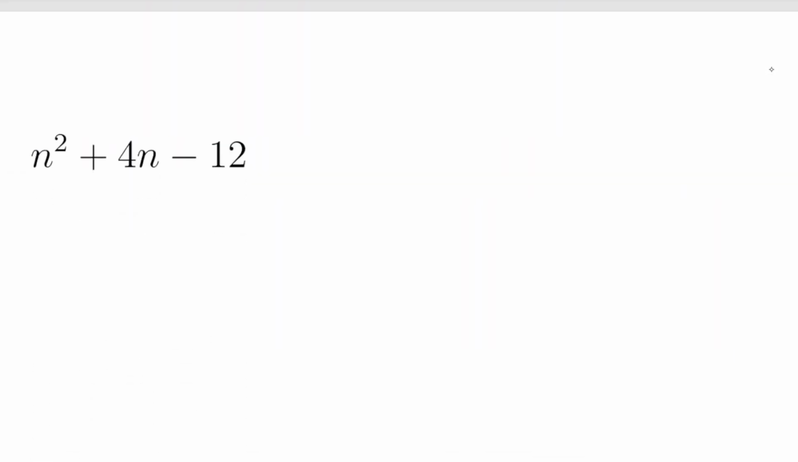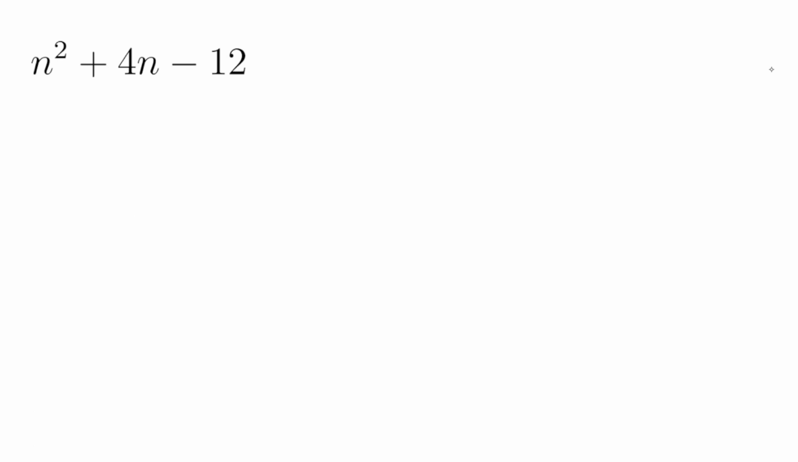Our third example is going to be n squared plus 4n minus 12. So b in this problem is going to be 4. C is -12. And let's make our table. Our C is -12. We got to multiply to get -12. We have to add to get 4. And let's start thinking of numbers here that will work.